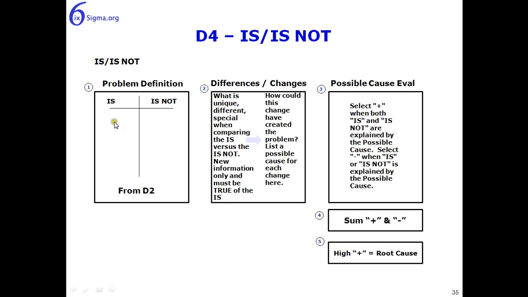And we'll do that for each question in the is and the is not, and we'll carry on through this process. Step 4, we're going to sum the plus signs and the minus signs for each possible cause, and the possible causes with the highest number of plus signs will be our root cause or potential root cause.